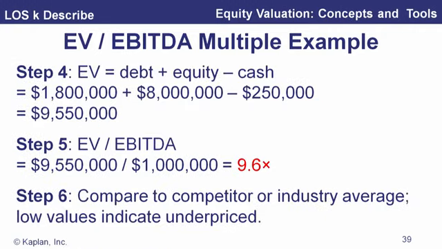So step 4 is to calculate the enterprise value. We take total debt plus total equity minus cash and short-term liquid investments, and we get an EV of 9.55 million. And now we divide that by our EBITDA and say, well, this firm's trading at an enterprise multiple of 9.6. And then we do our relative stuff, comparing it to a competitor, or a peer group average, or an industry average. And a low value indicates that it may be underpriced.